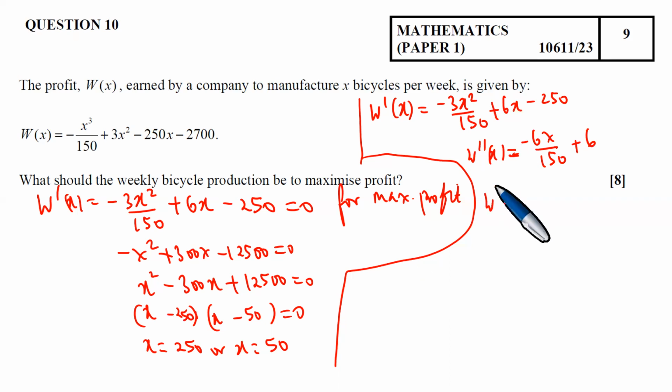The second derivative of the W prime is, then write it as minus x over 25 plus 6. 150 divided by 6 is 25. Right, so what should the weekly bicycle production be to maximize profit? So you want the profit to be maximum. So we're gonna look at the two situations. We're gonna substitute at these things here.